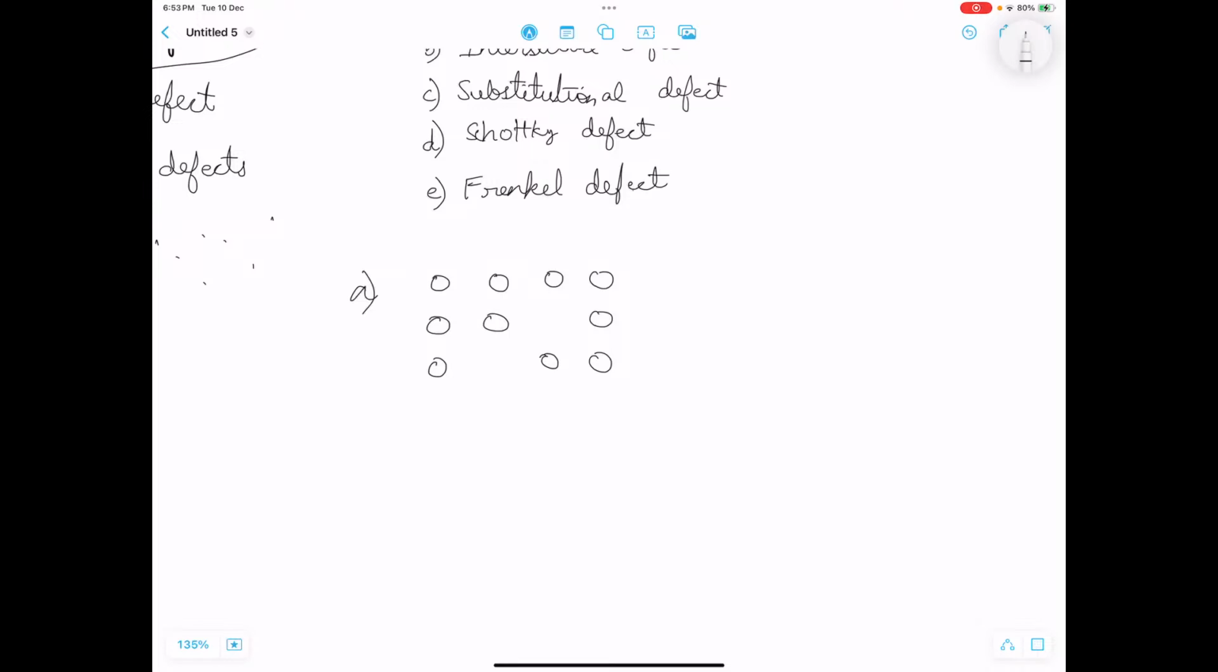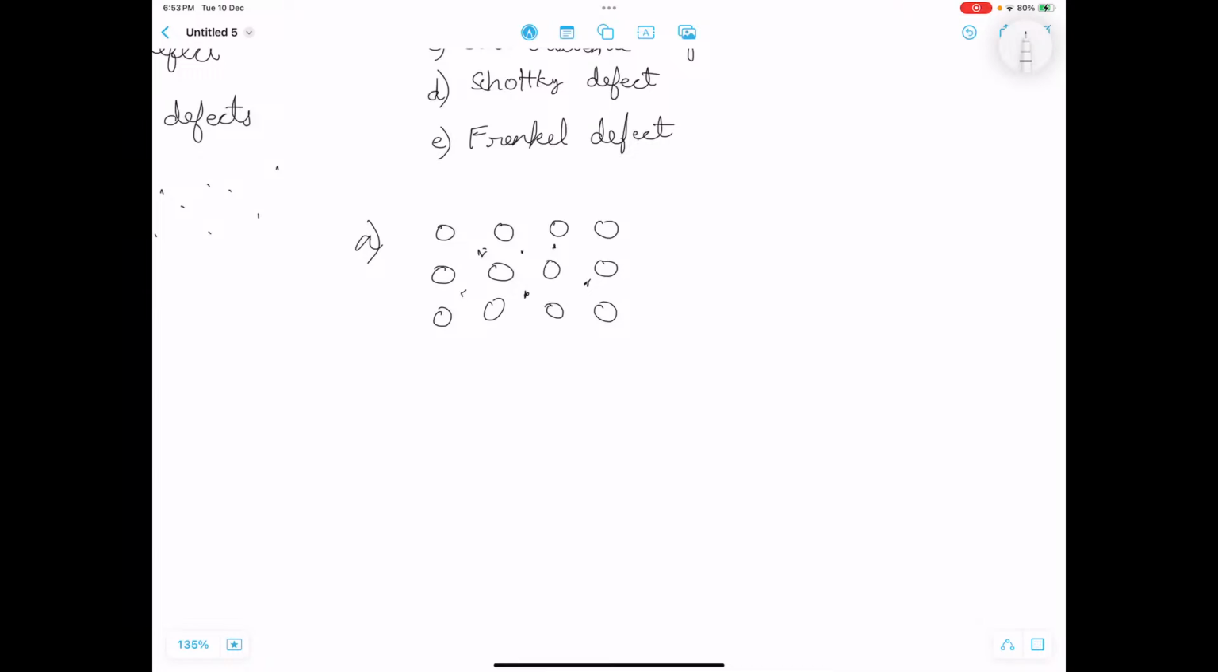Now suppose this is there. This is a regular lattice position, and an extra atom, or one or more atoms, have come and installed themselves in between. This is interstitial. Interstitial means in between. This is the English meaning of interstitial, in between.